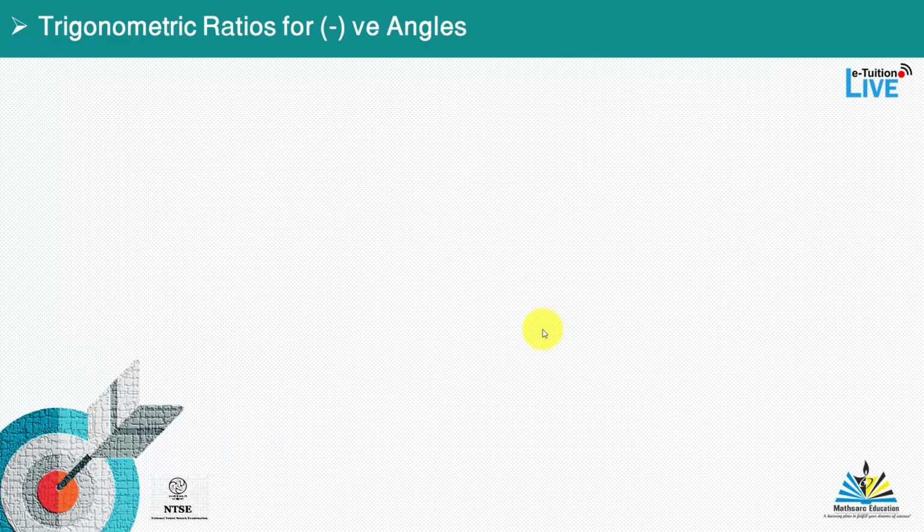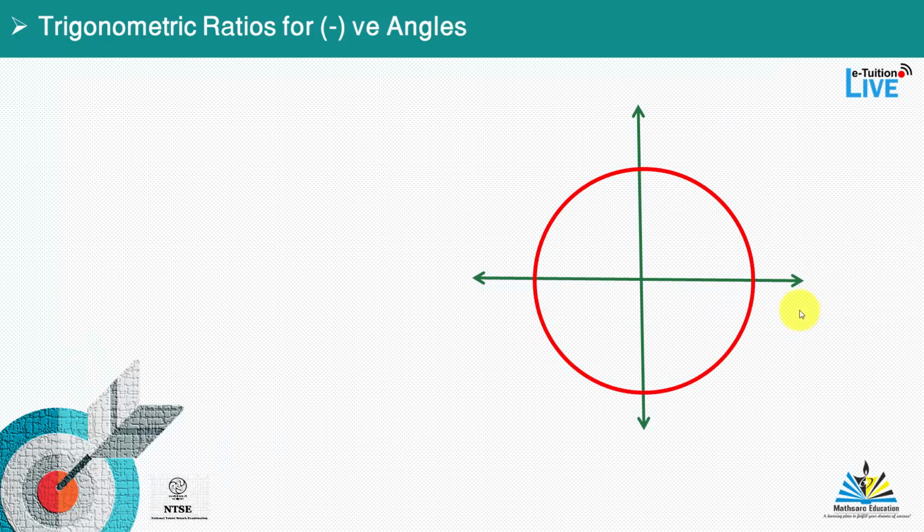Trigonometric ratio for negative angles. Consider this as the x-axis and this as the y-axis. If we have a point P over here, and this is the origin that we join with this point, let's say the coordinates of P are x comma y. So we will have this angle as theta, this length as x, and this length as y.